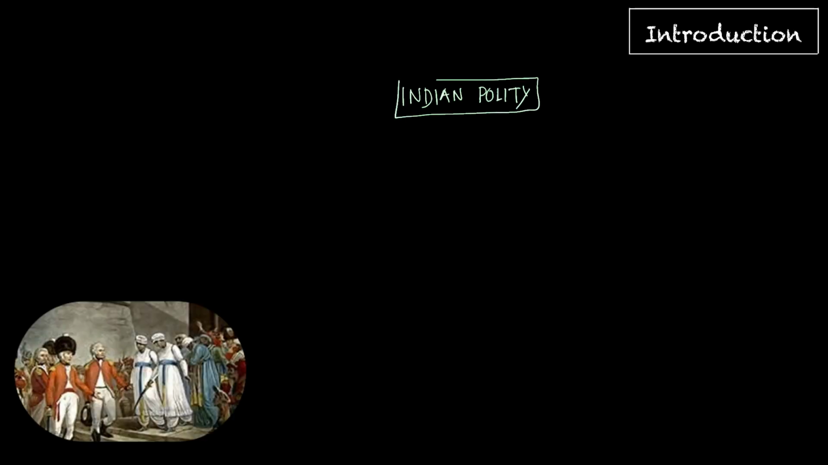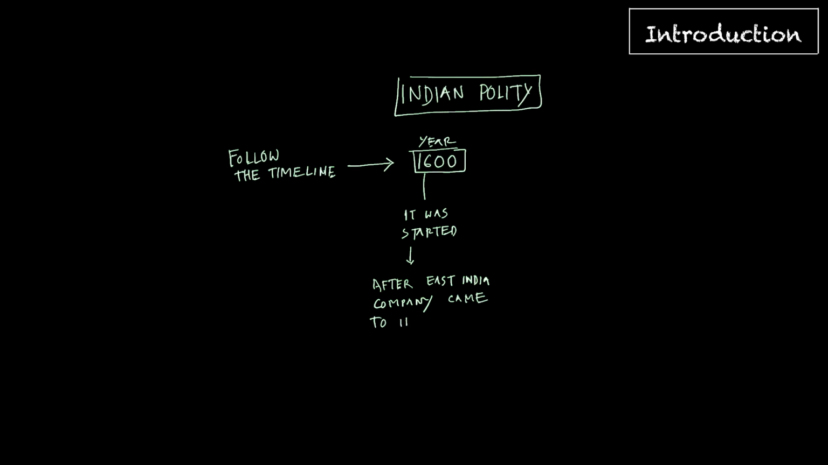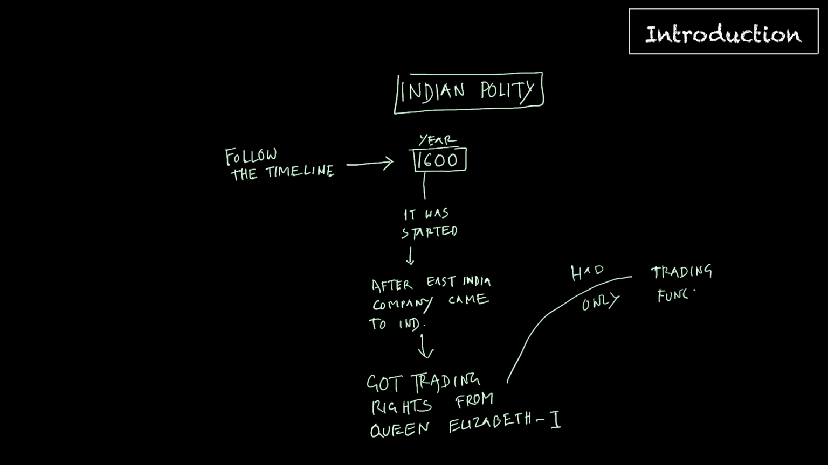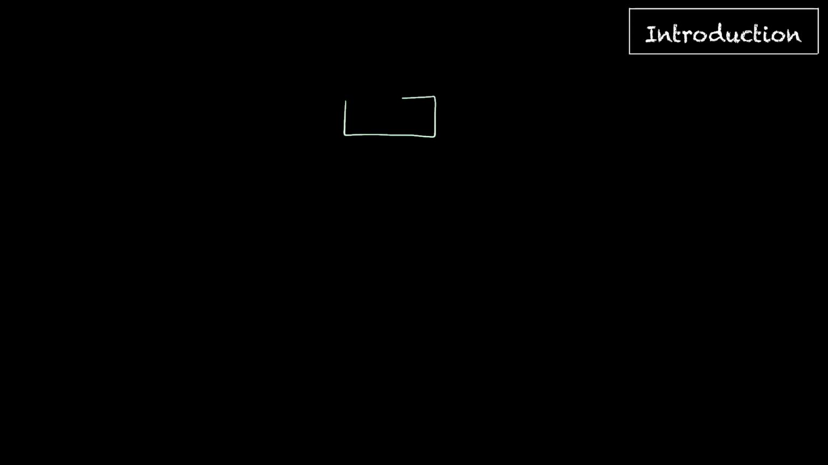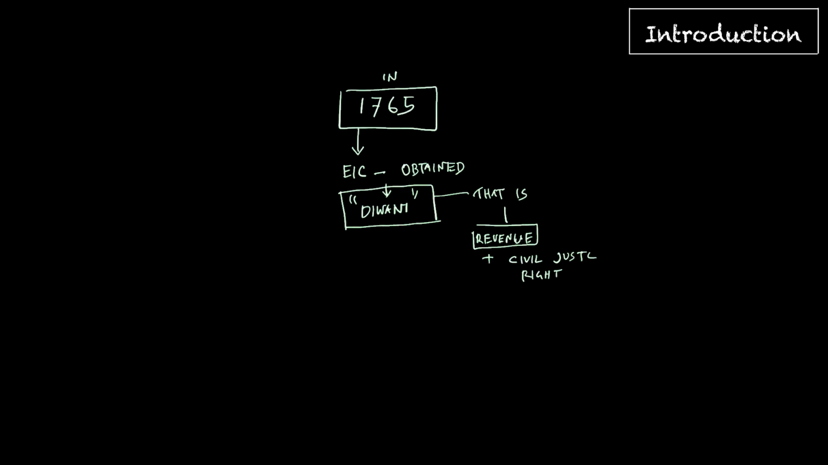Let's get started. The history of Indian polity can be traced to 1600 when the Britishers came to India as traders. Now, they came to India to trade by acquiring the trading rights over India from Queen Elizabeth. After about 165 years, in 1765, the British acquired the Diwani rights, that is, the right to collect the revenue and civil justice in the states of Bihar, Bengal and Orissa.